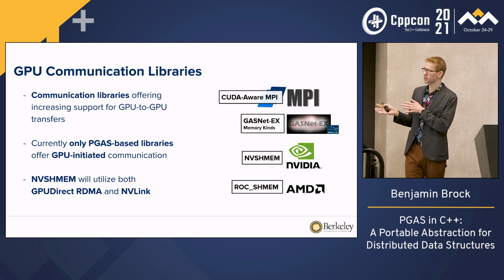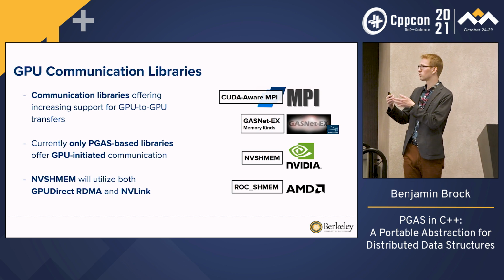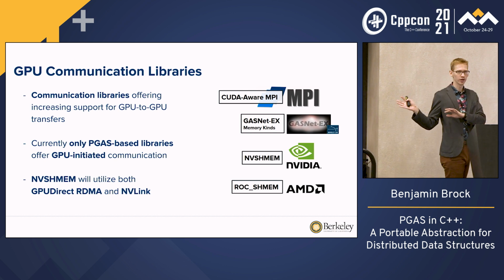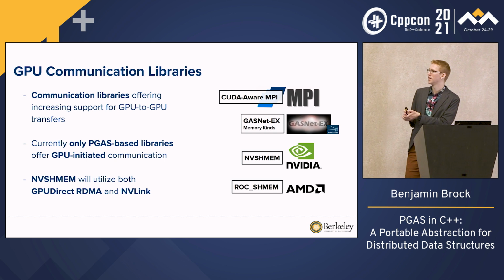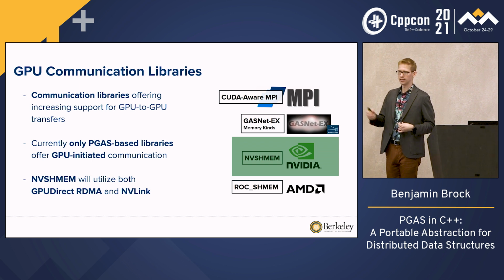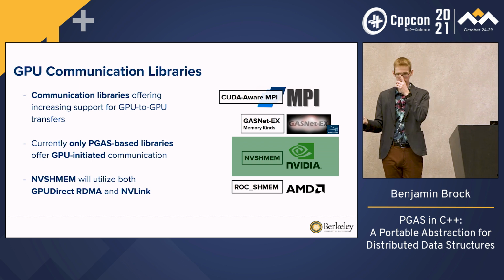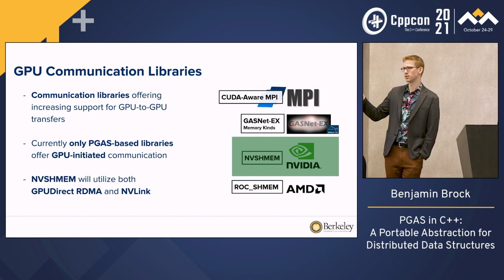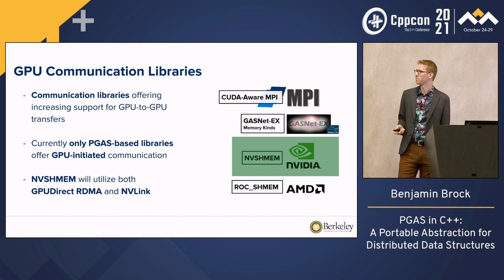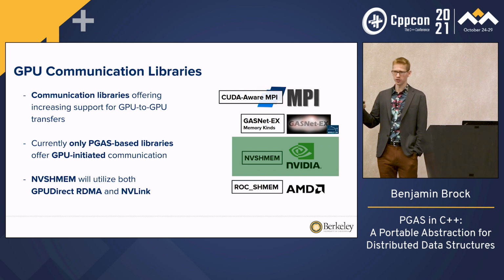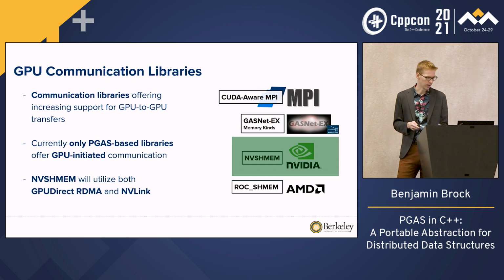There are a bunch of different communication libraries that enable GPU to GPU communication, from CUDA-aware MPI, which is probably the most ubiquitous, to things like GASNet. In this talk, I'm going to focus more on the libraries that are more PGAS oriented. And specifically what we looked into is using NVSHMEM to build remote pointers that work on GPUs. AMD also has a similar offering. But the MPI and the GASNet implementations are currently limited to CPU-initiated communication right now.